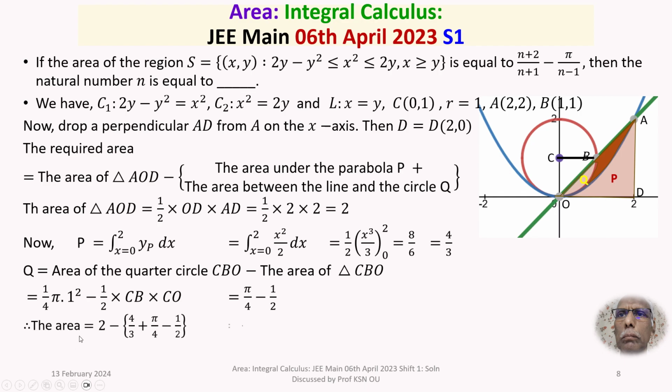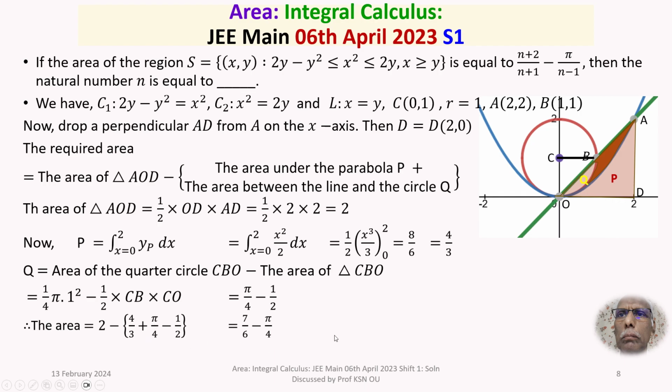The area is equal to the area of the triangle AOD, that is 2, minus in brackets the area P plus Q. P is 4 by 3, Q is pi by 4 minus 1 by 2. So this is 2 minus 4 by 3 plus 1 by 2, which will be 7 by 6 minus pi by 4.